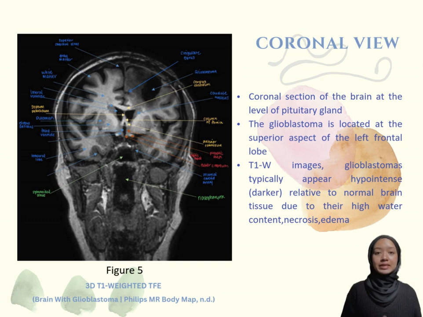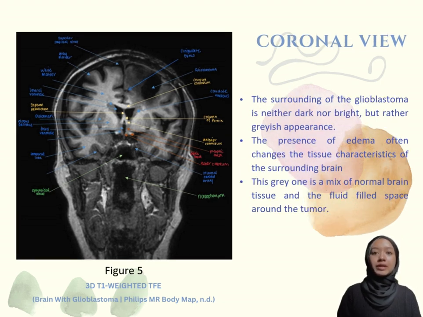As you can see, the glioblastoma is located at the superior aspect of the left frontal lobe. In T1 weighted images, the glioblastoma typically appears hypointense relative to normal brain tissue due to its higher water content, necrosis, and edema. Moreover, the surrounding of the glioblastoma is neither dark nor bright but rather greyish in appearance, due to the presence of edema, which often changes the tissue characteristics of the surrounding brain. This grey area is a mix of normal brain tissue and fluid-filled space around the tumor.